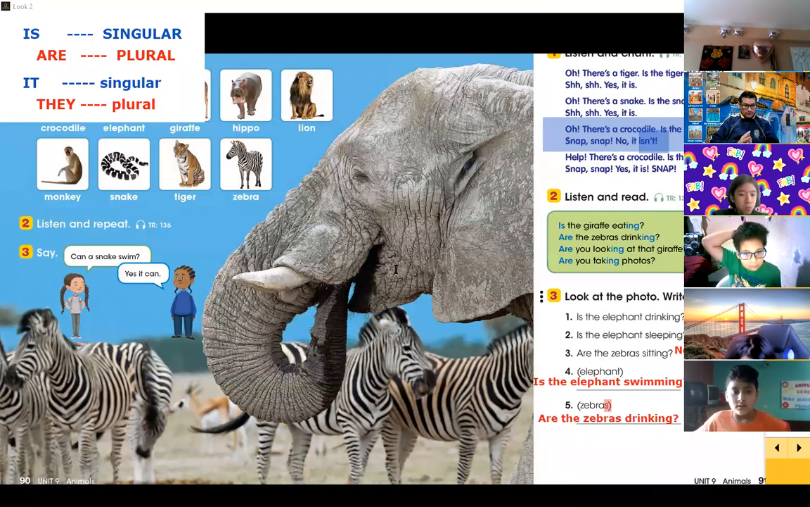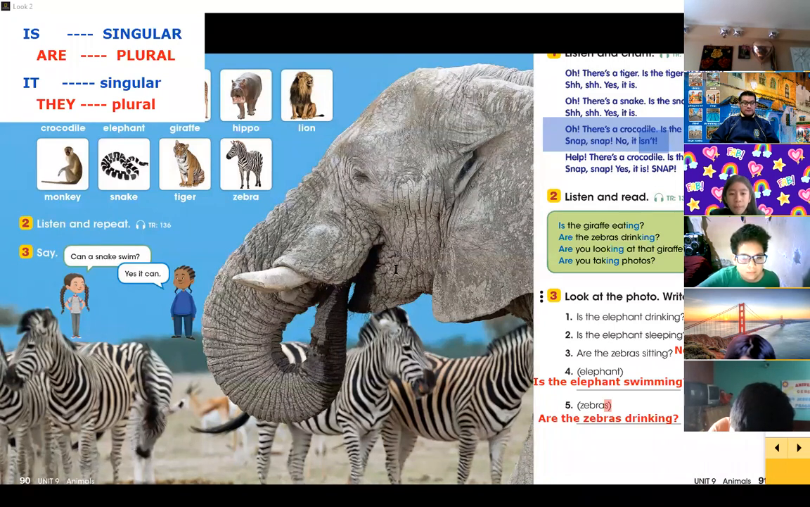Don't forget. No se olviden. Hay que tener en cuenta el uso adecuado, ¿verdad? En singular, en plural. Singular is, singular it. It is, it isn't, singular. And plural are, they aren't. Yeah, or you say are they, etc. Pero recuerda, is singular, are plural. It, singular, they, plural.